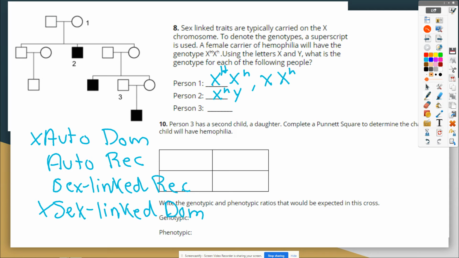Person 3 does not have it and is a male, so you should have written that. Great so far? All right, then it says person 3 has a second child.